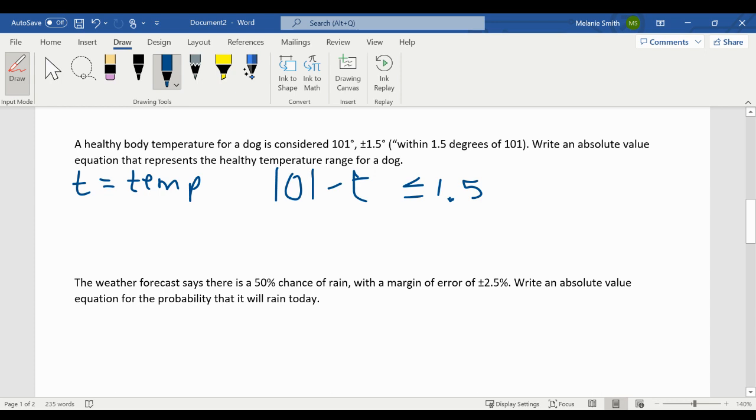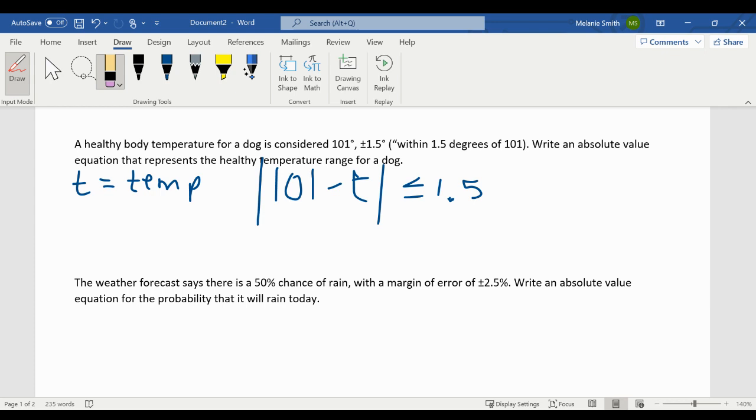Let's say it were 102. So if I did this subtraction, if I did 101 minus 102, that's a healthy temperature. That's a 1 degree difference. That's a perfectly healthy temperature, but it's a negative 1. So what I want to do is just take the absolute value. I want to say, listen, it doesn't matter to me if it's above 101 or below 101. I just want the difference to be no more than 1.5. And so doing the absolute value like that will tell us, hey, if t is greater than 101 and it comes out negative, that's fine. We're just taking the absolute value.